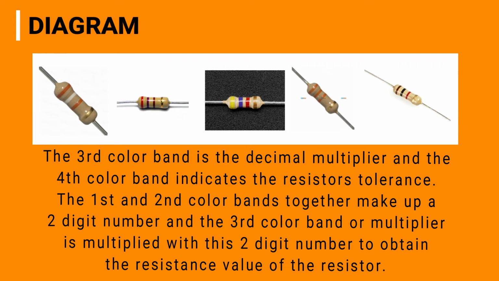The first and second color bands together make up a 2-digit number, and the third color band, or multiplier, is multiplied with this 2-digit number to obtain the resistance value of the resistor.